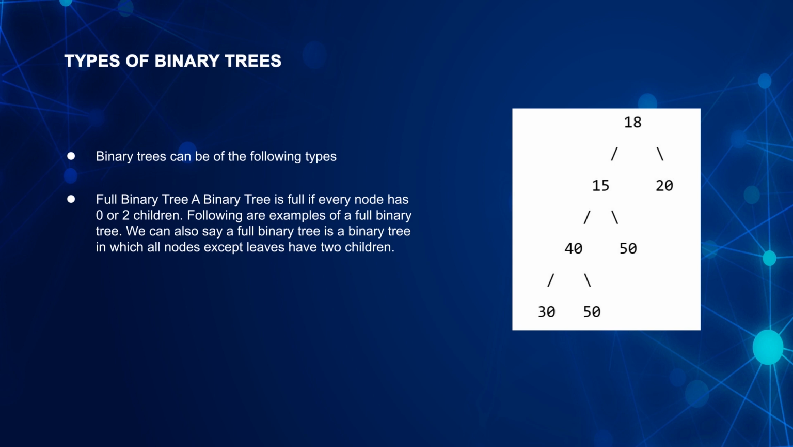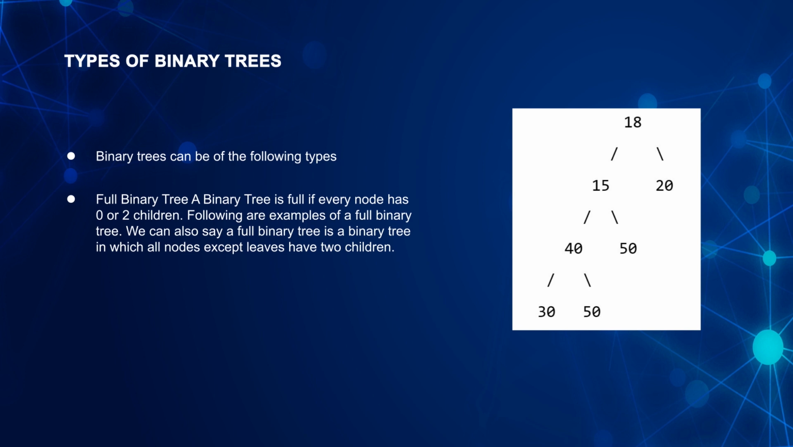Following are examples of the full binary tree. We can also say a full binary tree is a binary tree in which all nodes except leaves have 2 children, like 18 is a root node, 18 having 2 children, 15 and 20.